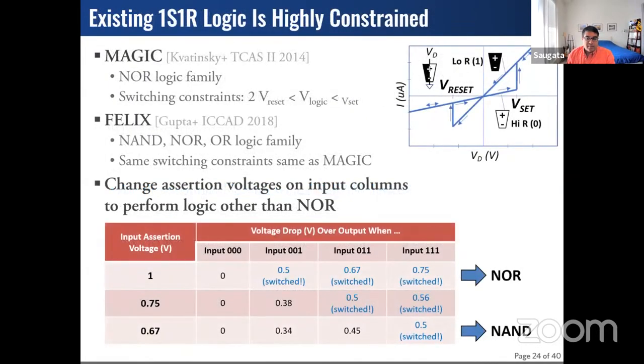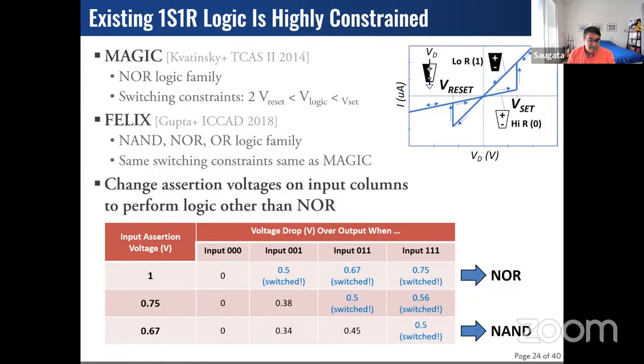Remember before I was talking about that non-linearity? This is sort of a highly abstracted version. You'd imagine it's a little bit of a smoothness curve, but this is essentially the reaction that happens when you're setting a cell to a high resistance state, or resetting a cell to a low resistance state. And this very non-linear type of behavior is the source of a lot of problems. One of the things we focus on here is essentially the switching constraints and the ratios between them, because that's dictated by the properties of the device itself.